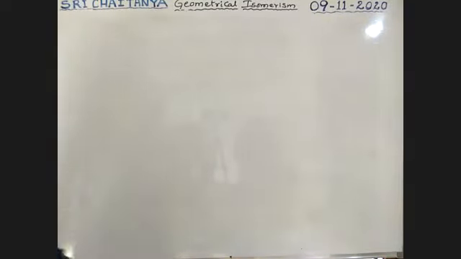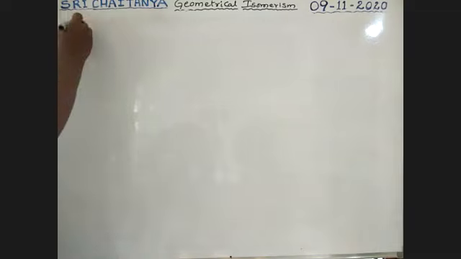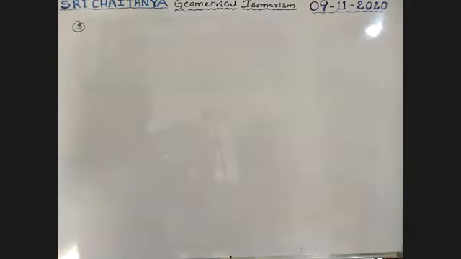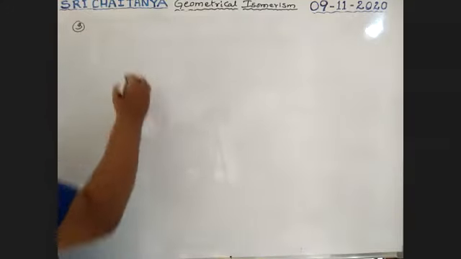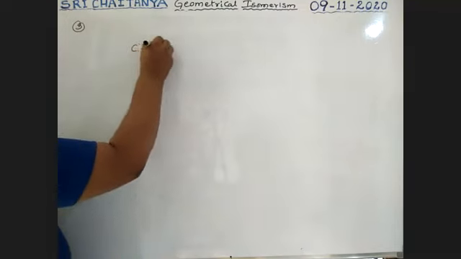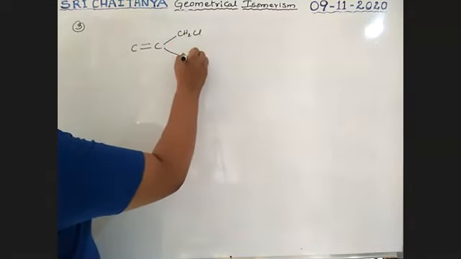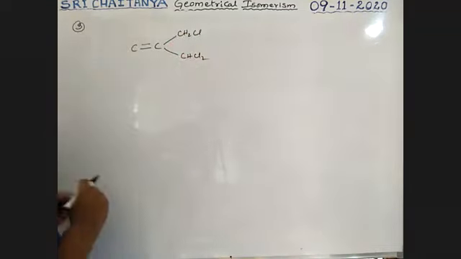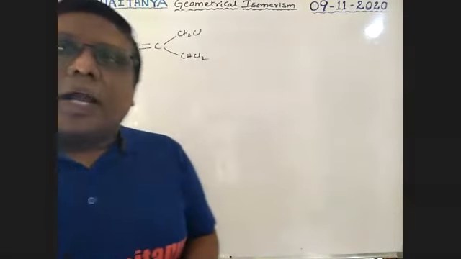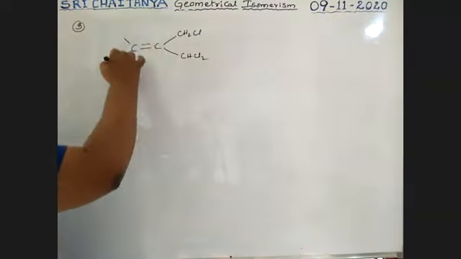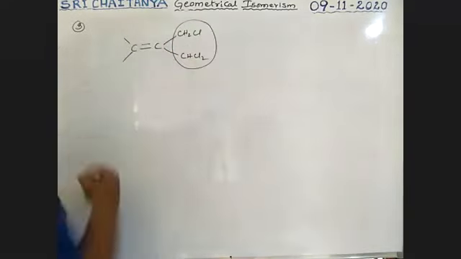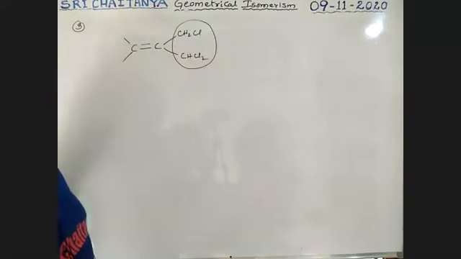Third rule. What is this? For example, I'm taking a compound like this: C double bond C. This carbon is bonded with CH2Cl, and this one is bonded with CHCl2. I'm going to identify the priority of these two groups. Which one is more prior among these two?